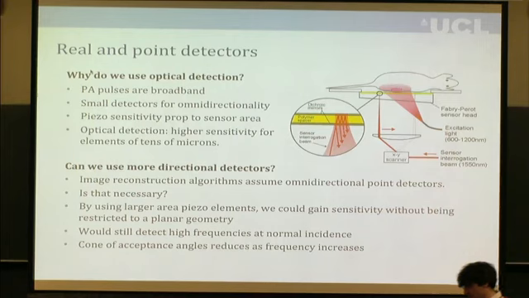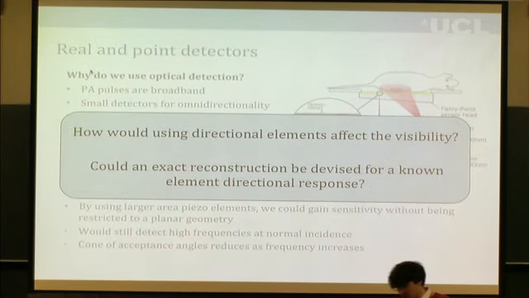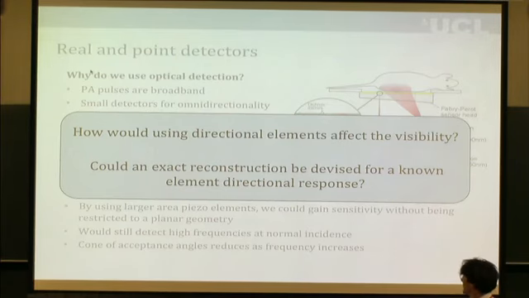If we could use larger piezoelectric arrays, we could gain sensitivity. To normal incidence, you'd still measure the very high frequencies, but you just wouldn't measure the frequencies at an angle. So you'd have a sort of cone of acceptance angles where the waves would come in. So the question is, how would that affect the visibility? How would we want to build our arrays if we had large, sensitive elements, but that were directional? And secondly, would it be possible to do a reconstruction?